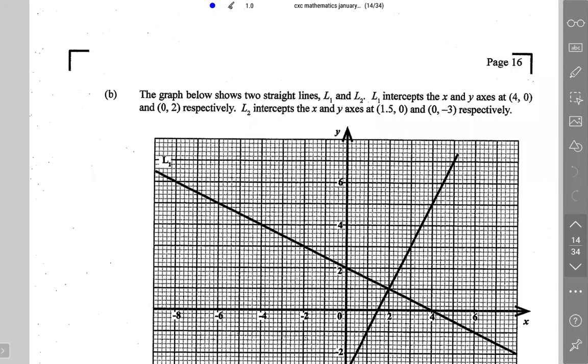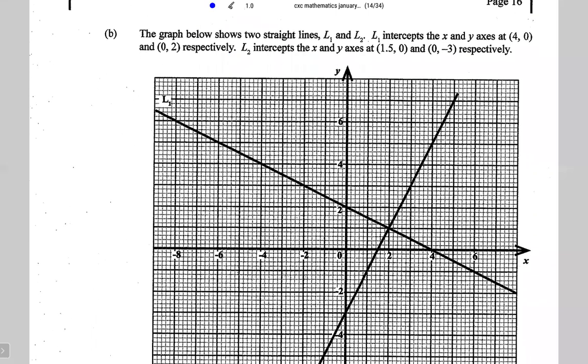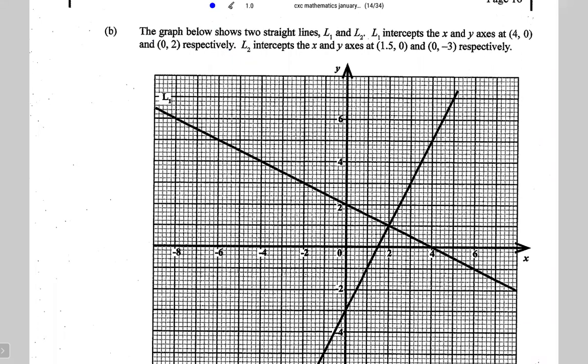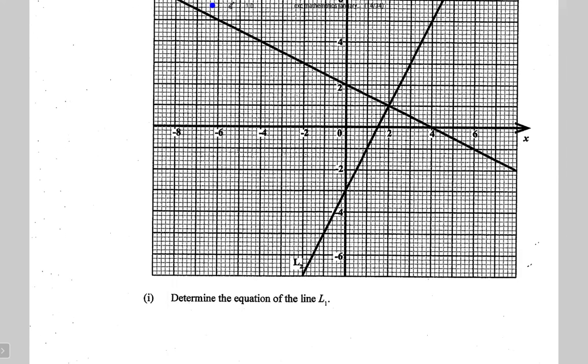All right, this part of the question is on coordinate geometry. And we are told that the graph below shows two straight lines, L1 and L2. L1 intersects the x and y axes at 4, 0 and 0, 2, respectively. L2 intersects the x and y axes at 1.5, 0 and 0, -3, respectively. We are to determine the equation of the line L1.